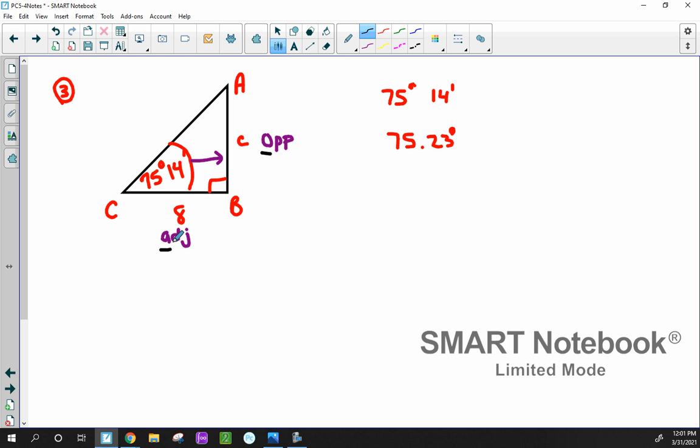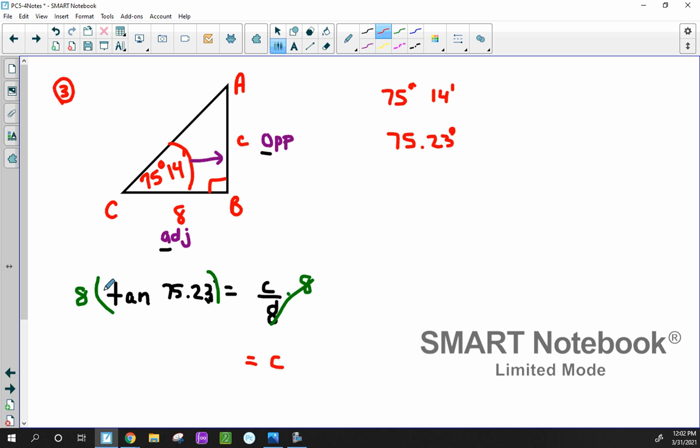It's opposite over adjacent, and the trig definition for that is tangent. So you would do tangent of 75.23 degrees is equal to C divided by 8. And then you'll multiply both sides by 8. You'll put parentheses around this part, drop your C down, and then you'll just multiply.